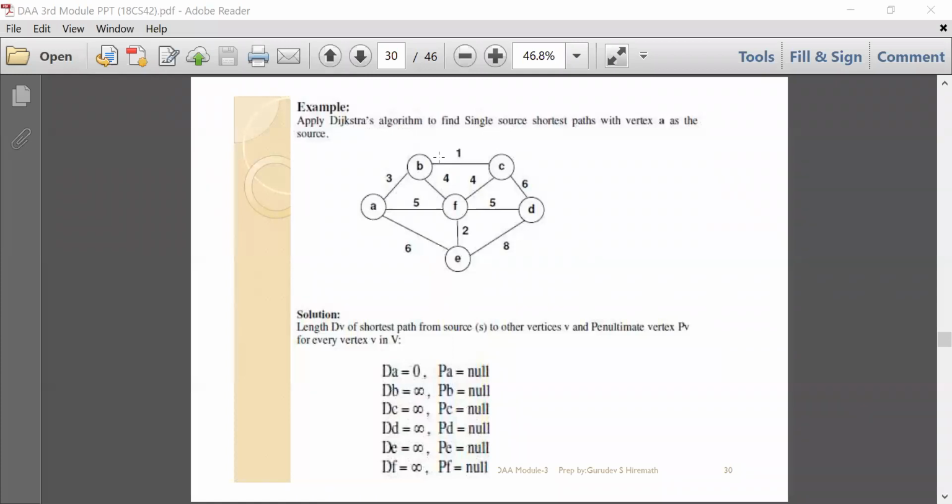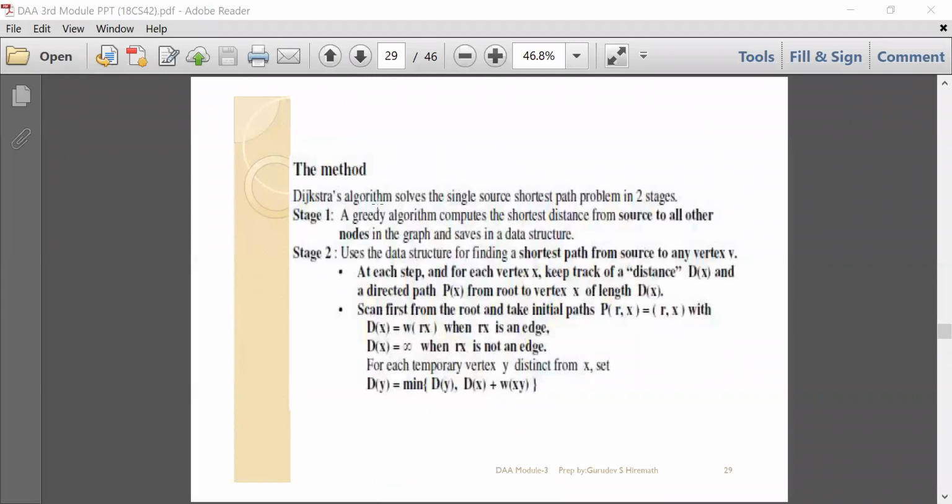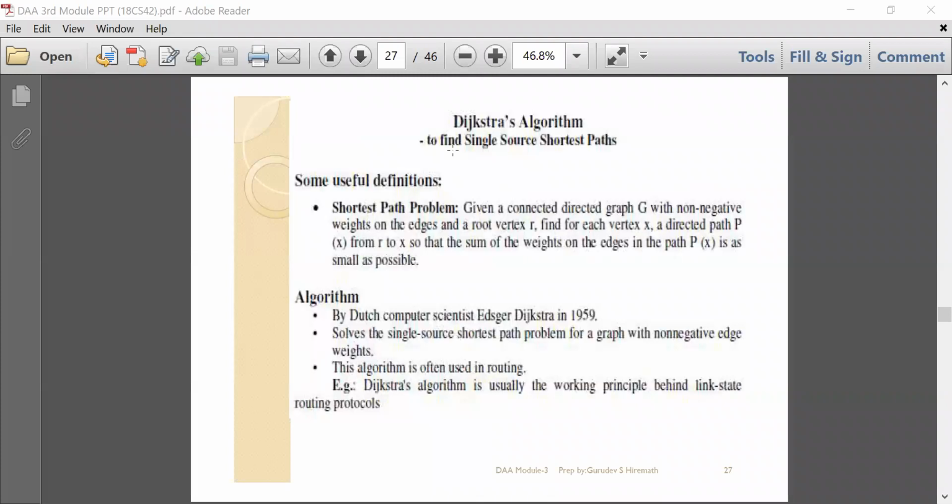Okay, once I apply Dijkstra's algorithm to this particular graph, if I choose A as my source, I'm going to find the shortest distance between A to B. What is the shortest distance between A to B? What is the shortest distance between A to C? What is the shortest distance between A to F? What is the shortest distance between A to D? What is the shortest distance between A to E? If I choose A as my source. That's why this particular algorithm is called single source shortest path. The single source will be one and all the remaining vertices will become the destinations.